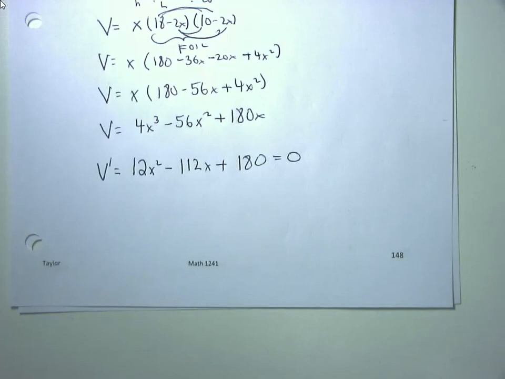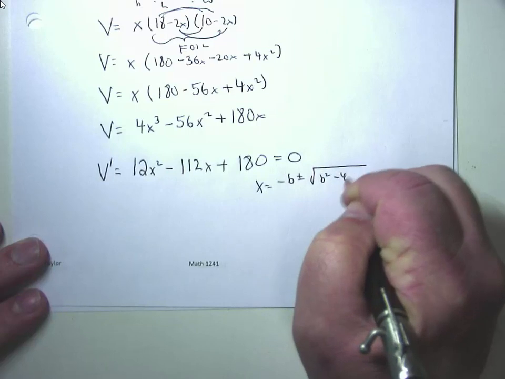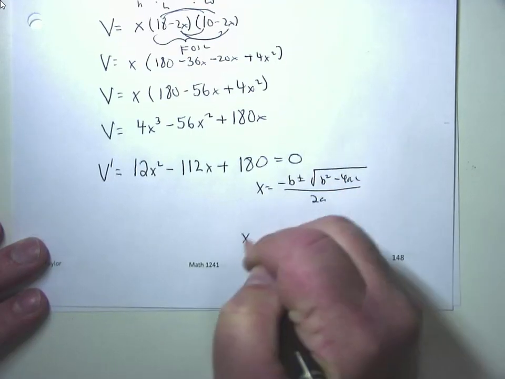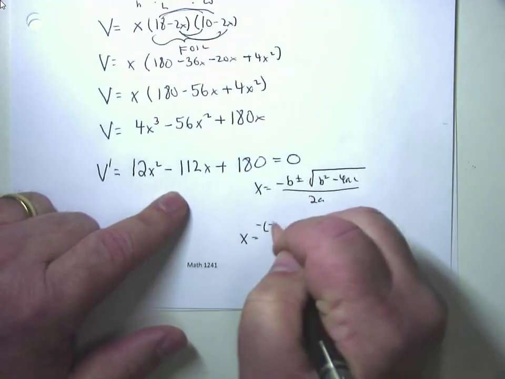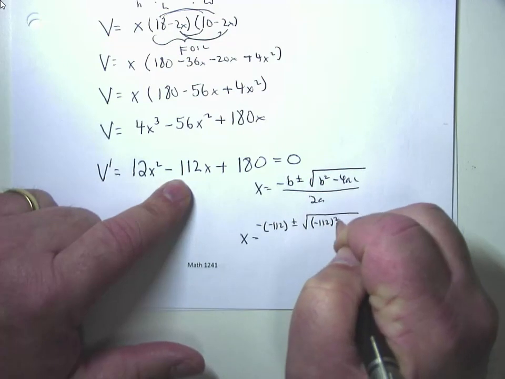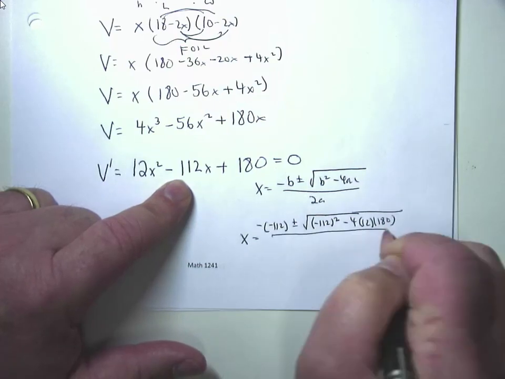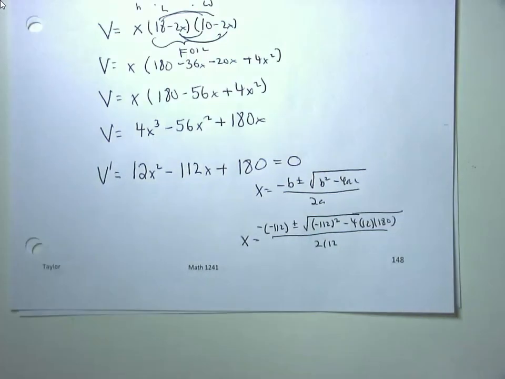Here's your problem. This one I created off of WebWork. None of these guys are going to factor nicely. This thing sucks in terms of factoring, which means it's a quadratic set equal to 0 that you can't factor, which means what? Quadratic formula. x is equal to negative b plus or minus the square root of b squared minus 4ac, all over 2a. So x would be equal to negative 112 plus or minus the square root of negative 112 squared, minus 4 times a, which is 12, times c, which is 180, all over 2 times 12.